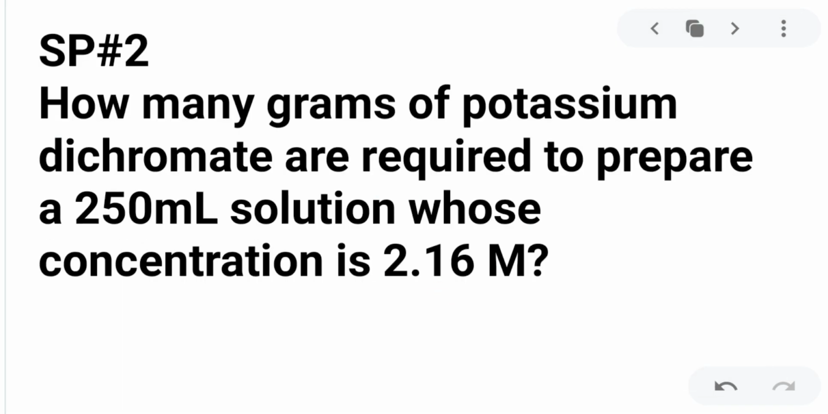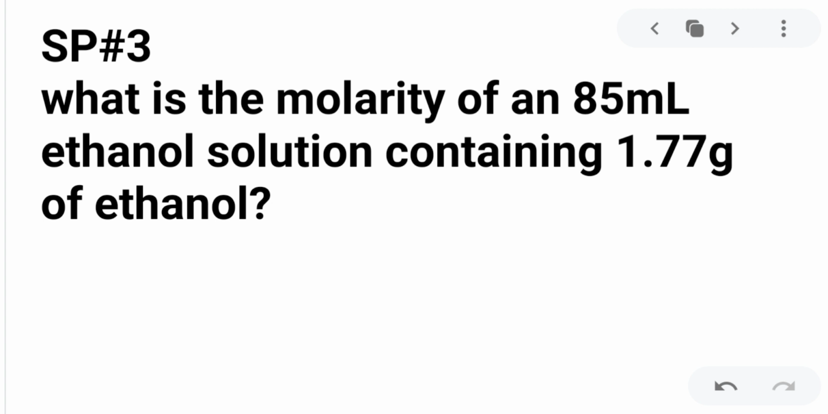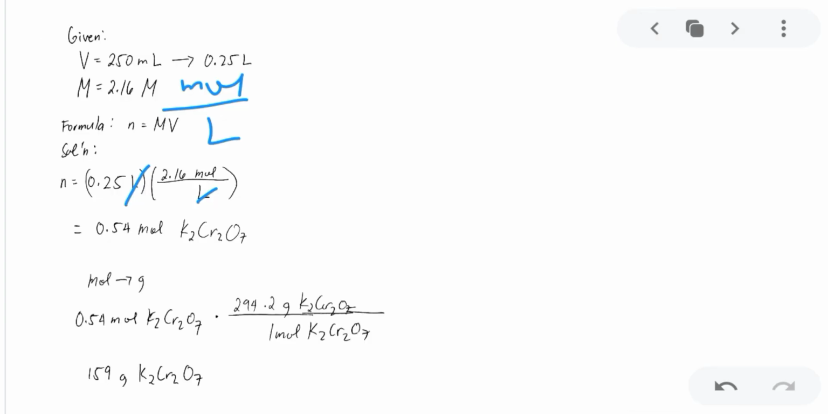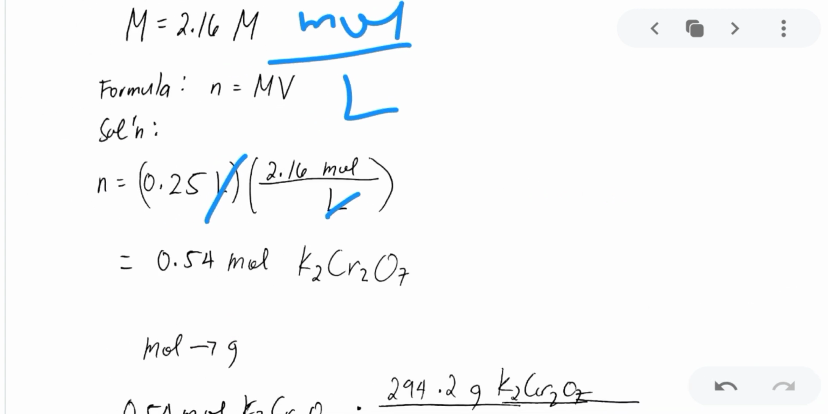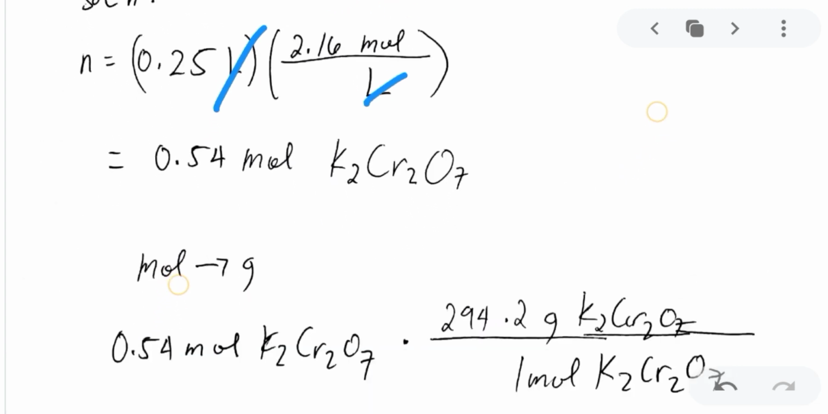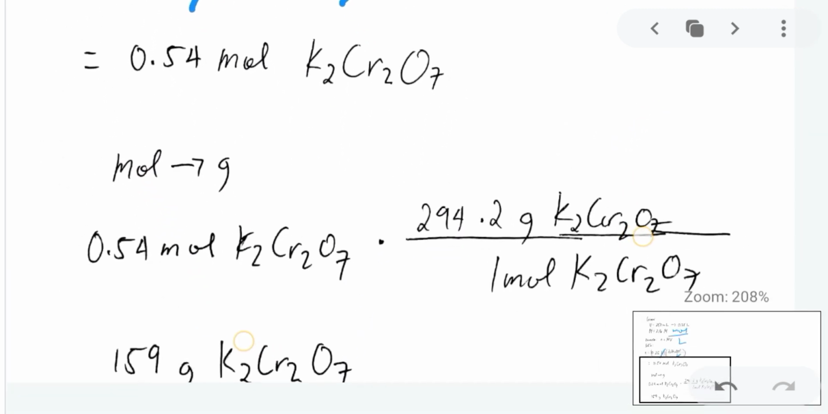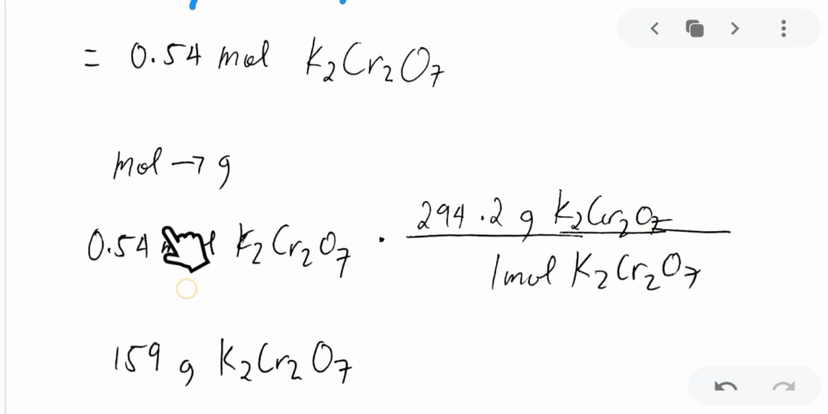Since you are being asked to find the grams of potassium dichromate, how many grams do you need to put into the 250 mL solution to have a 2.16 molarity concentration? You cannot directly add moles, since it is not measurable by the naked eye or a naked tool. So, you will have here a conversion of moles into grams. Okay, so that is 0.54 moles of potassium dichromate.